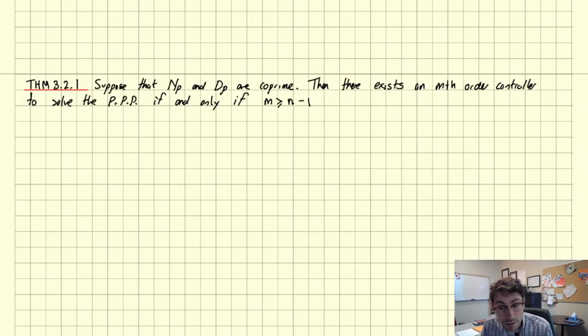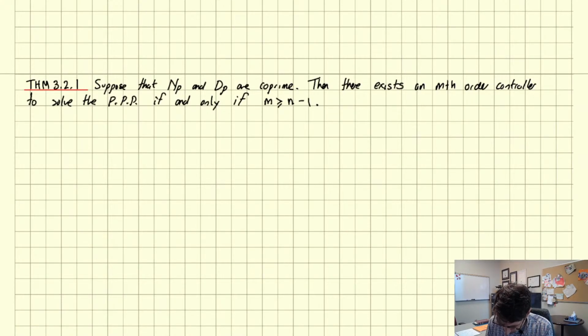And for us, that means at least one below the order of the plant. So n is the order of the plant, m is the order of the controller, and this says that if your controller has order at least n minus 1, so order of the plant minus 1, you can place the poles. Okay, so the intuition being the controller has sufficiently many gains for you to play around with.